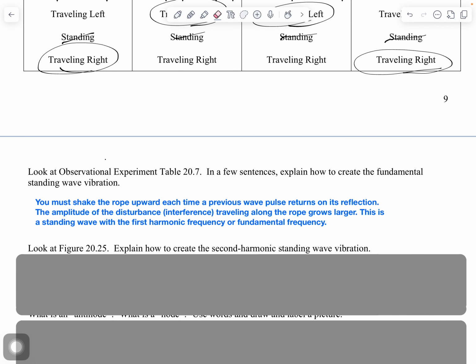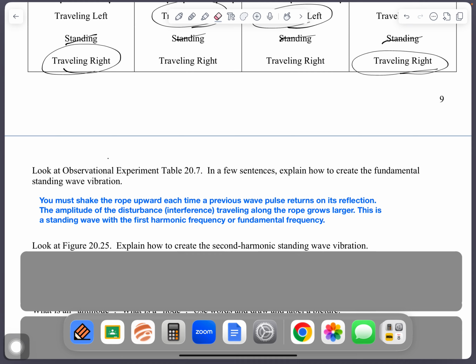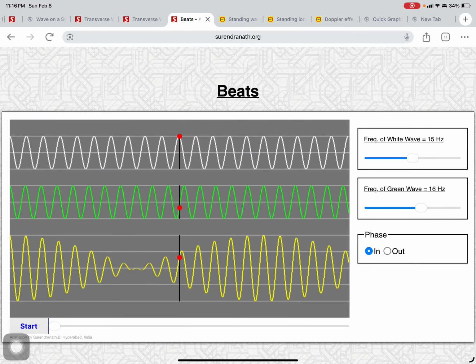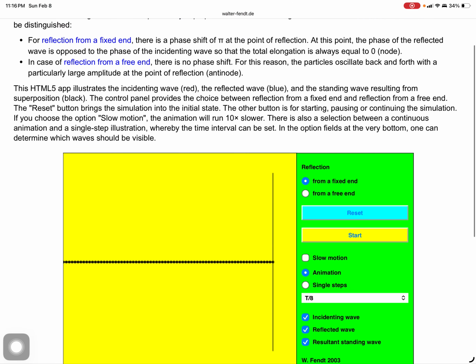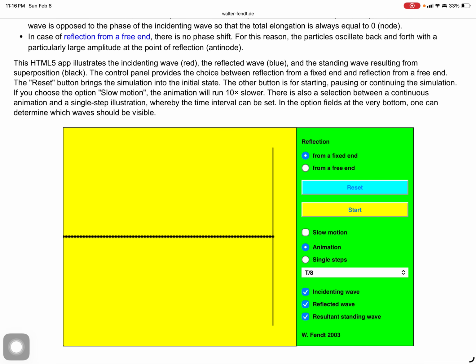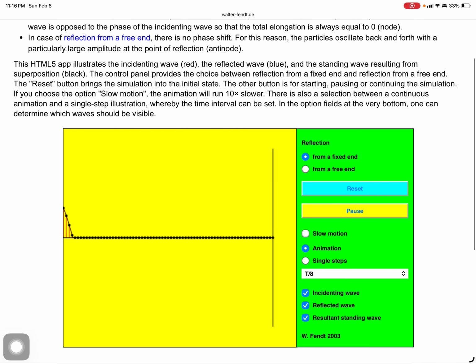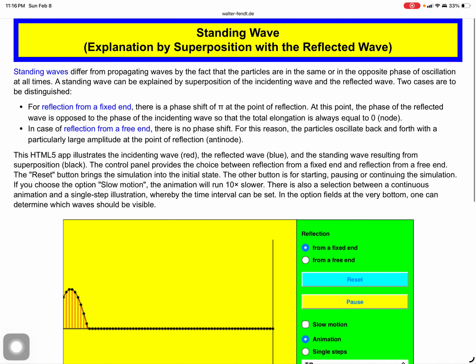Okay, let me show you an example of a standing wave so we can get an idea of how to visualize this. So what I'm going to do is show you a wave. So we have a wave that's coming in.